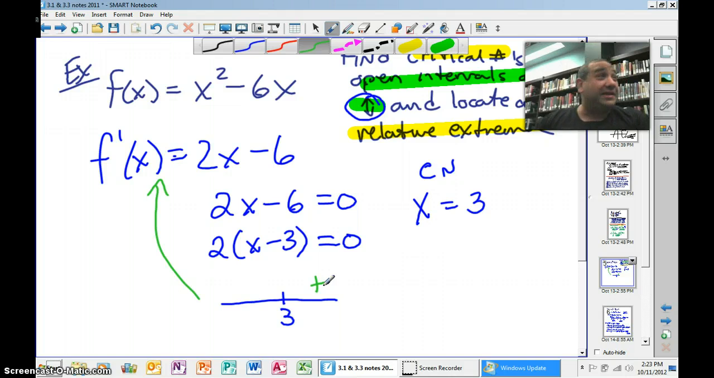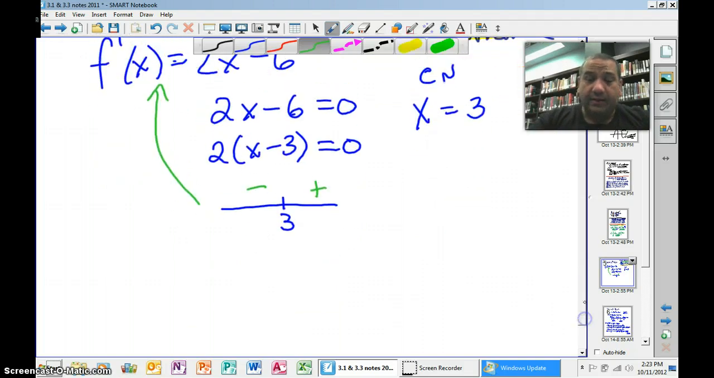Now we're going to pick a number that's less than 3. Say 2. I would probably pick 0 because it's easier to check. If you plug in 2, you get negative 2. If you plug in 0, you get negative 6. So it goes from negative to positive. We just learned that going from negative to positive is a minimum.